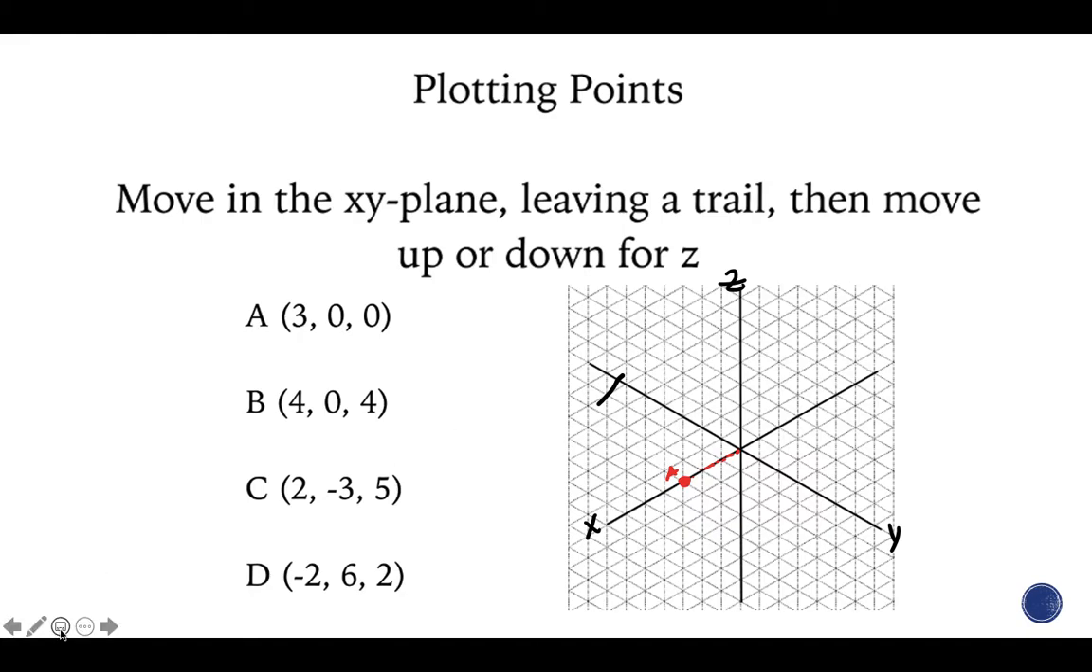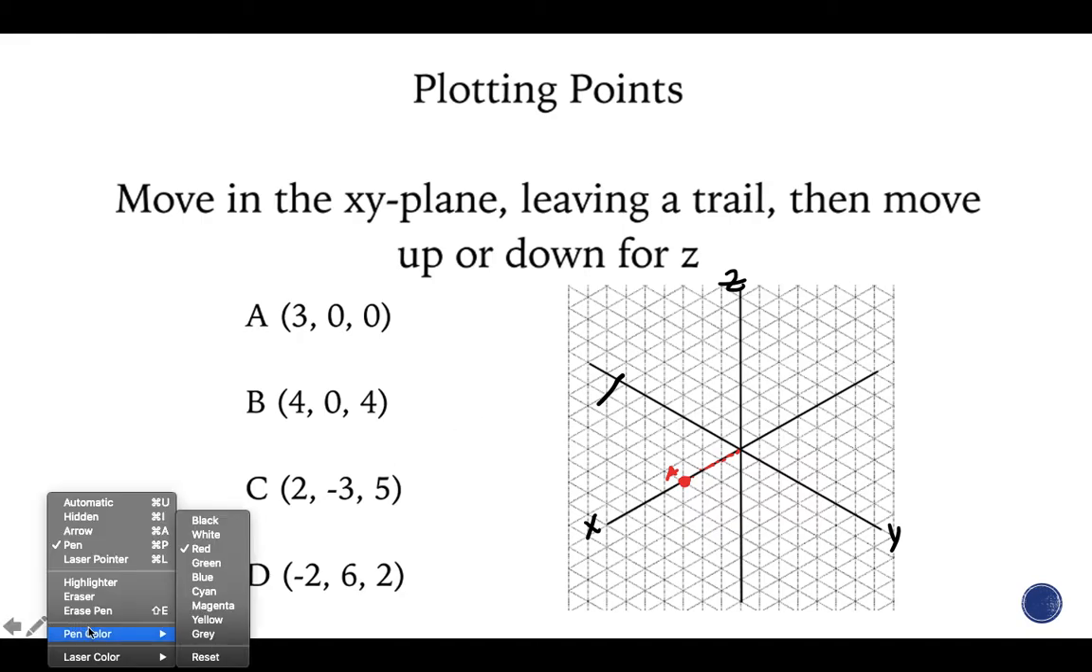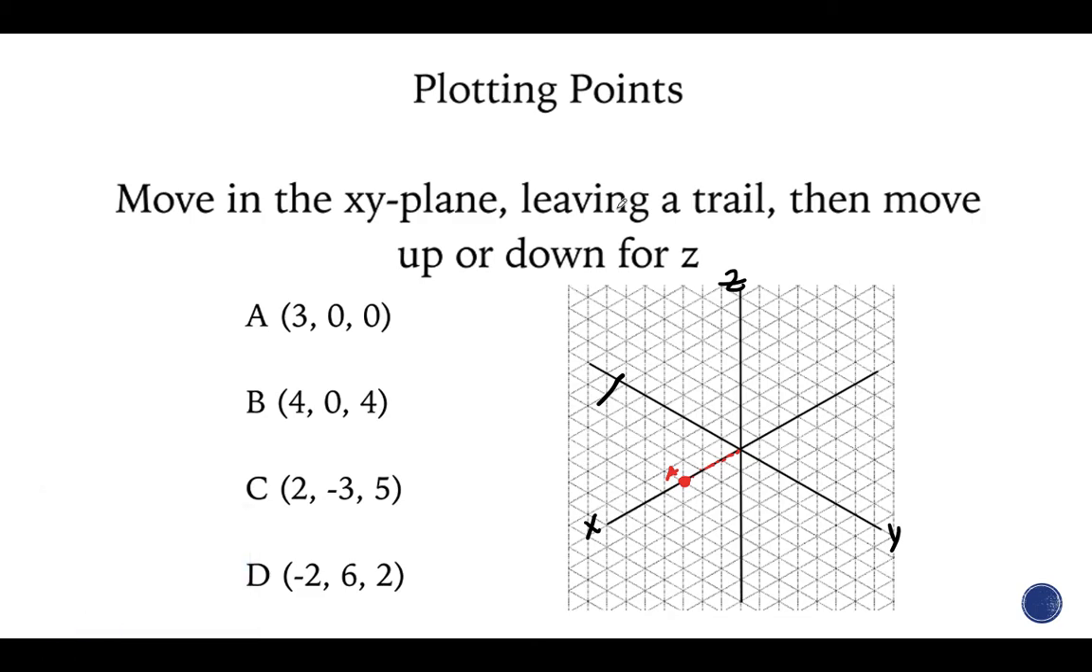So let's change colors again and let's plot point B. Do that in green here. All right, so point B, now I'm 4 units on the x-axis, right? So 1, 2, 3, 4. And now I'm 0 units on the y-axis. So right now, I'd be running parallel to my y-axis if I need to plot that point. So kind of running on this line, but I don't have any values. So I'm staying on that axis. And now I'm moving up 4 units in the z, all right? So 1, 2, 3, 4.